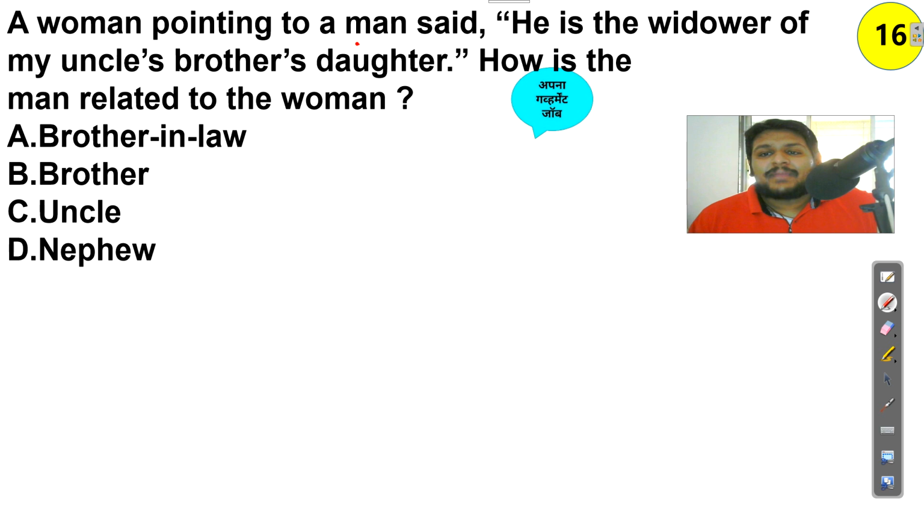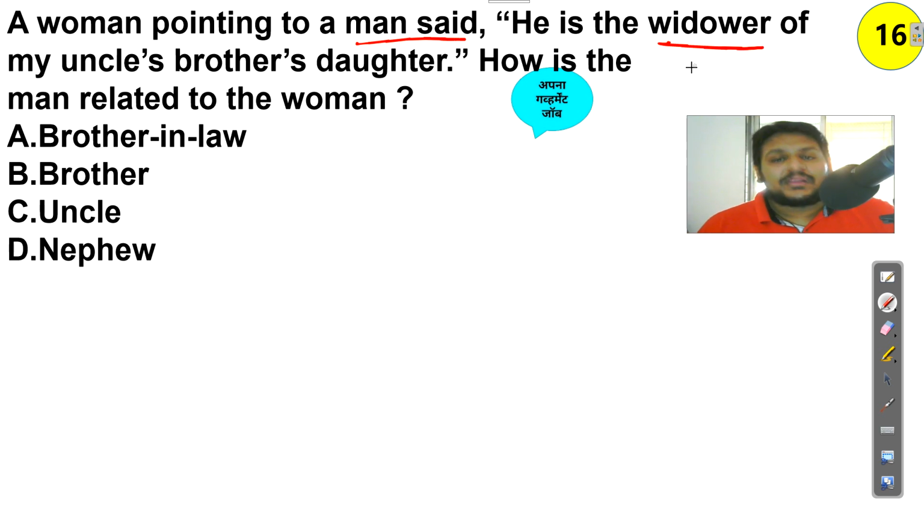A woman pointing to a man said he is the widower. Widower means the man not having his wife; his wife is no more in the world. For a man we use widower, and for a woman we use widow. So he is the widower of my uncle's brother's daughter. Woman is pointing to a man. So see, my uncle's brother's daughter.